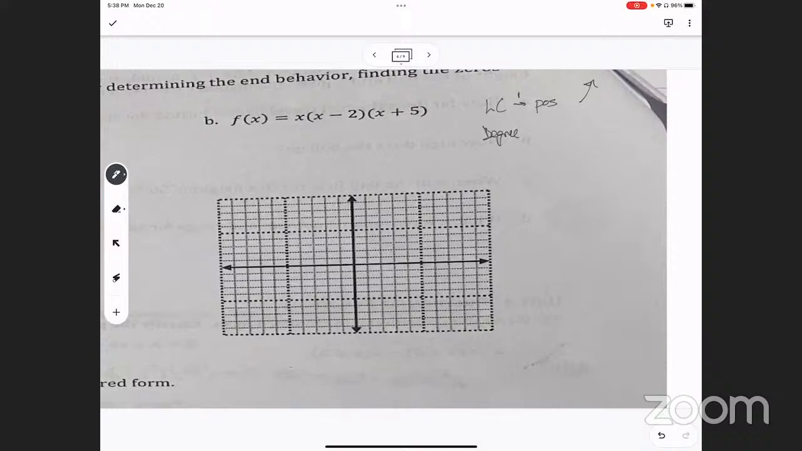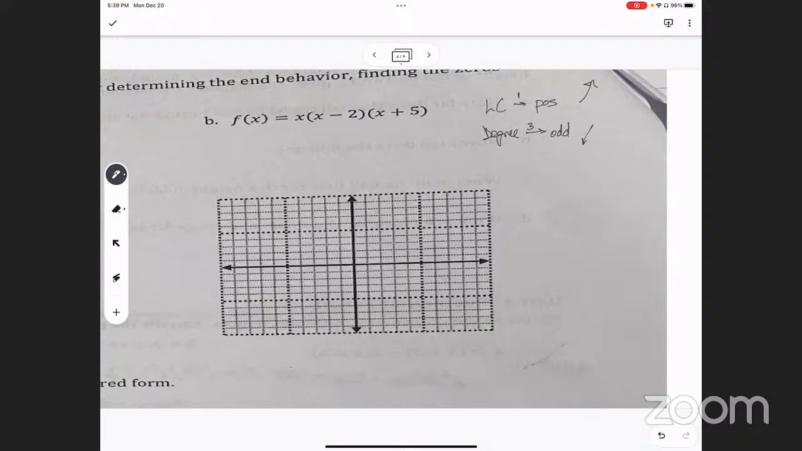The degree is going to be this times this times this. See how many factors there are? The degree is 3, which is odd, which means it does what? The opposite, so it'll go down. Very good. So it's going down on the left. I kind of drew that wrong. It's going to be like that.